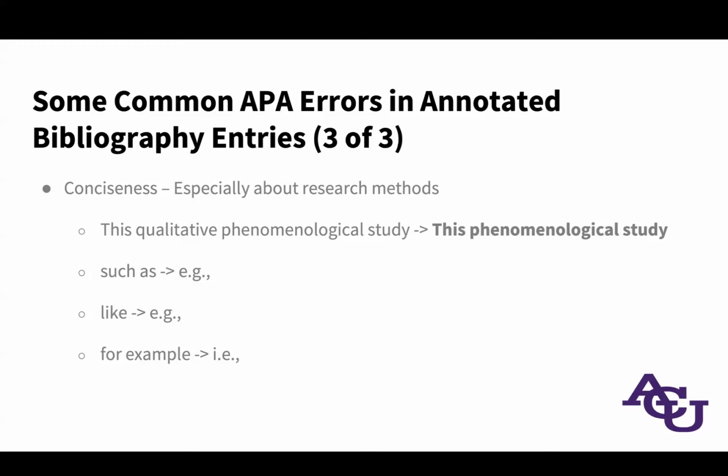There are also some standard abbreviations that you can use in APA style. So rather than such as and like, use e.g. Rather than for example, use i.e. And so using things like this will help condense your annotation and also help it read more clearly and focus the reader's view on the idea.